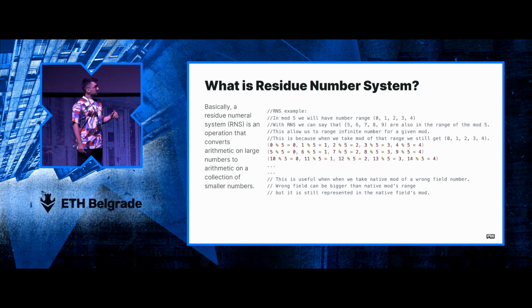So why is this important? Because we are inside fields, and fields have boundaries. They are like prime numbers. We will keep this in mind: when we do operations, like if we have 12 mod 5, we will know this is still 12, but we will represent it as the number 2.